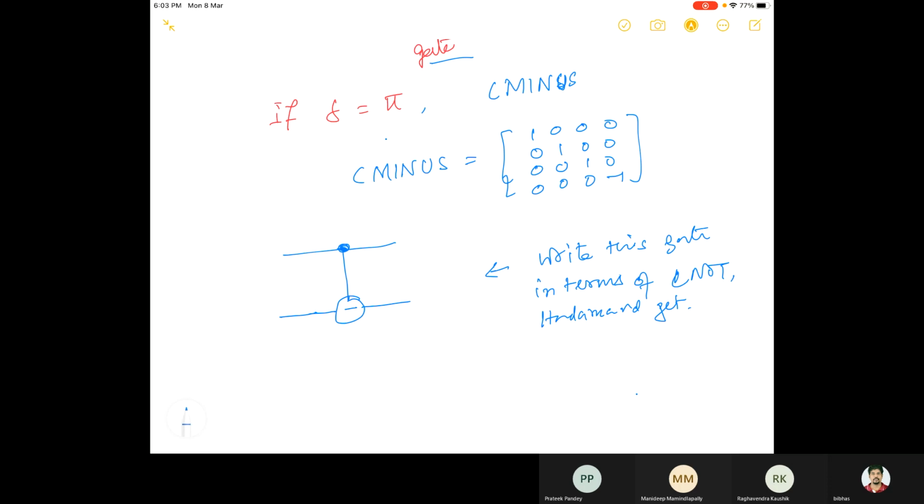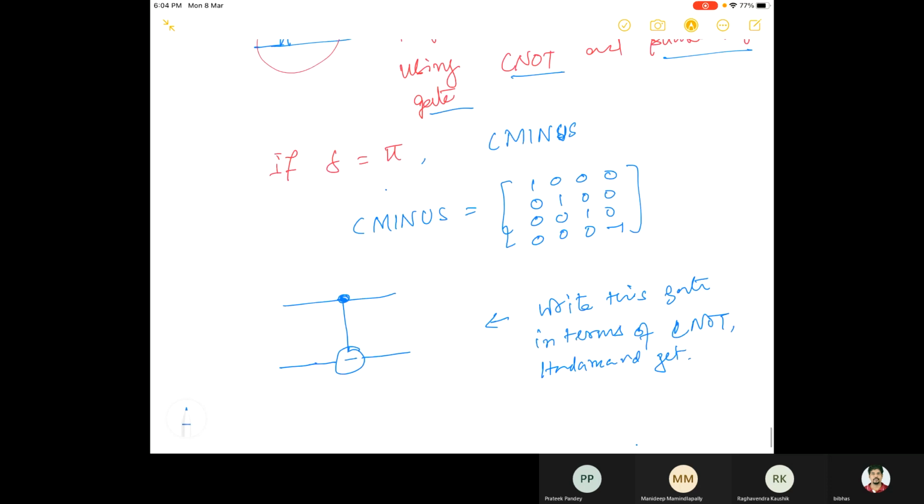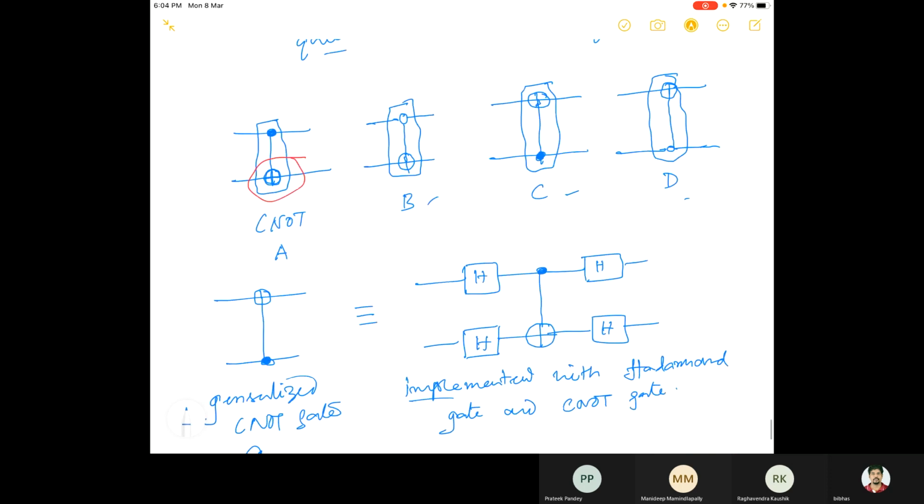Although we have a very nice result here, theoretically speaking, that any n qubits can be implemented just by using some single-qubit gates and CNOT gates, this does not help much if the number of qubits n is high. For example, I had written this here: how many single-qubit gates are used? There are 4 single-qubit gates like the Hadamard gate, used 4 times, and there is one CNOT gate.